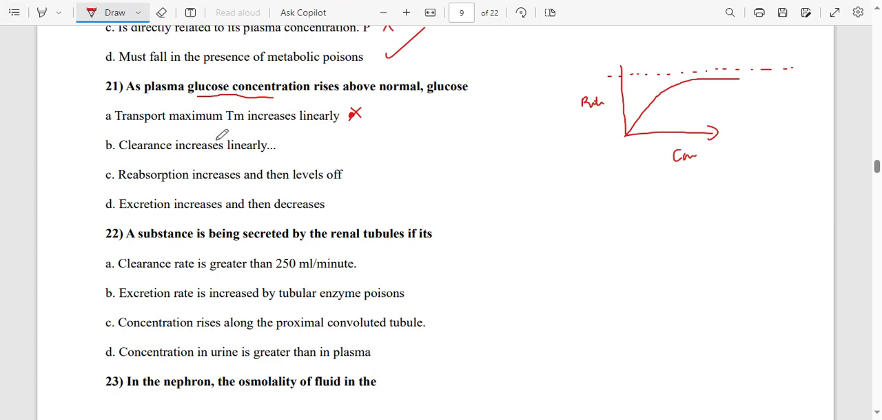And then clearance is going to increase linearly. Okay, let me put a dot there. Reabsorption increases and then levels off. So what happens is glucose, because it is more in blood, some of it, what will happen is this, in the renal corpuscle, draw it like that.